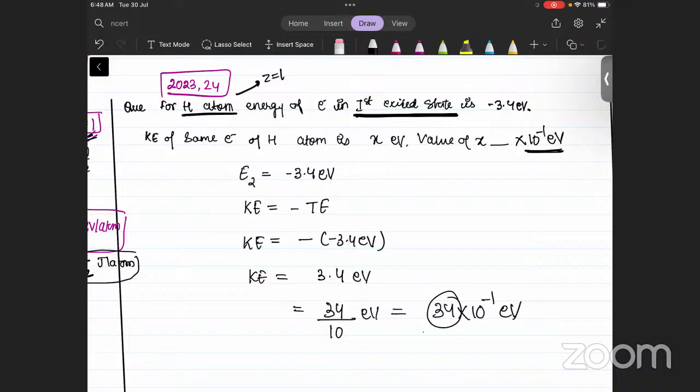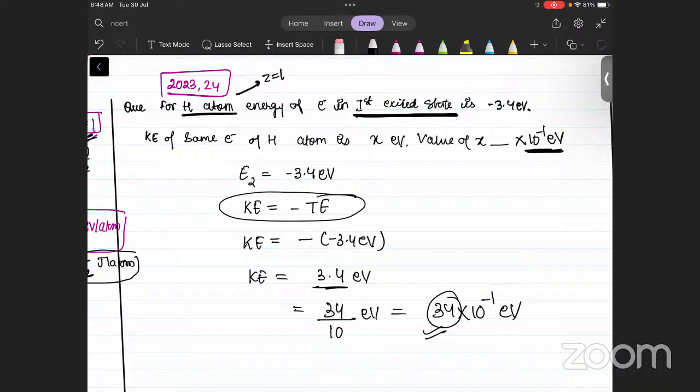Your answer should have been 34. And most of the students, first of all, they won't remember this. If they remember this, then they might keep the answer as like this. But you have to be very attentive in the questions for the power of tens. And that's what they do in the questions based on fill in the blanks.